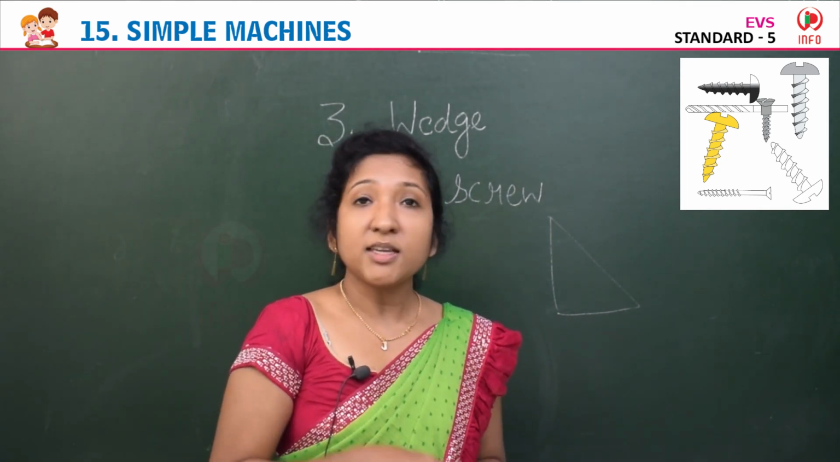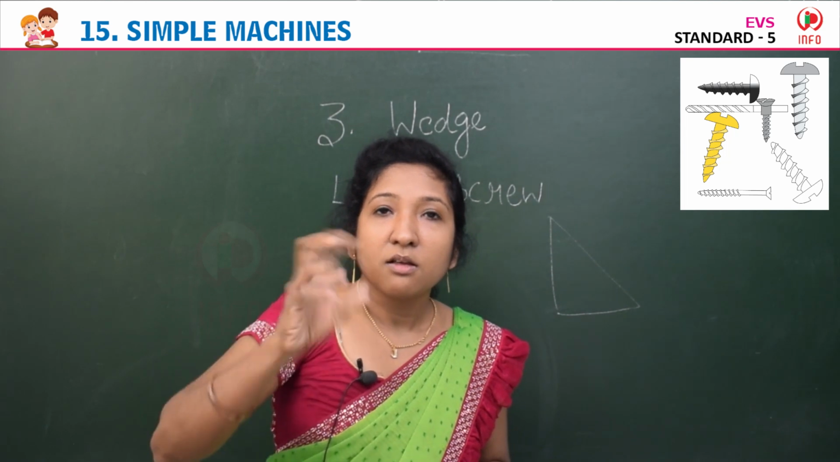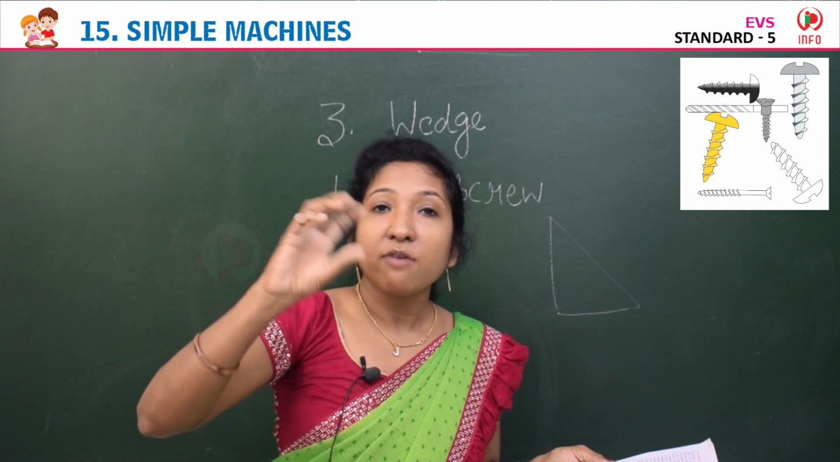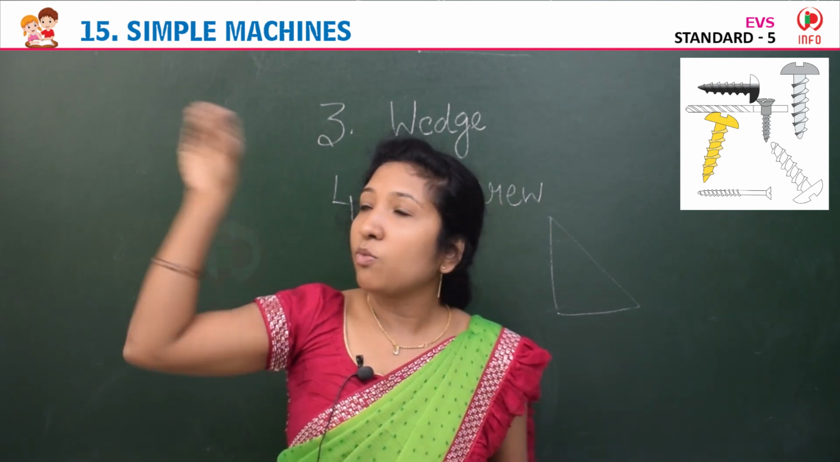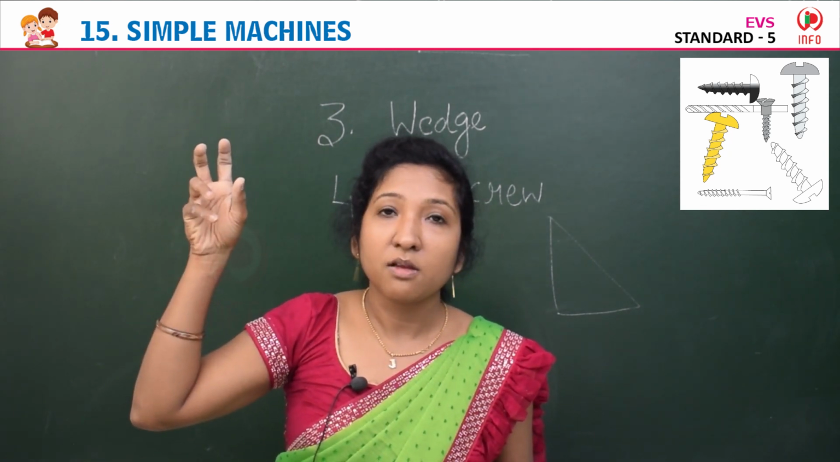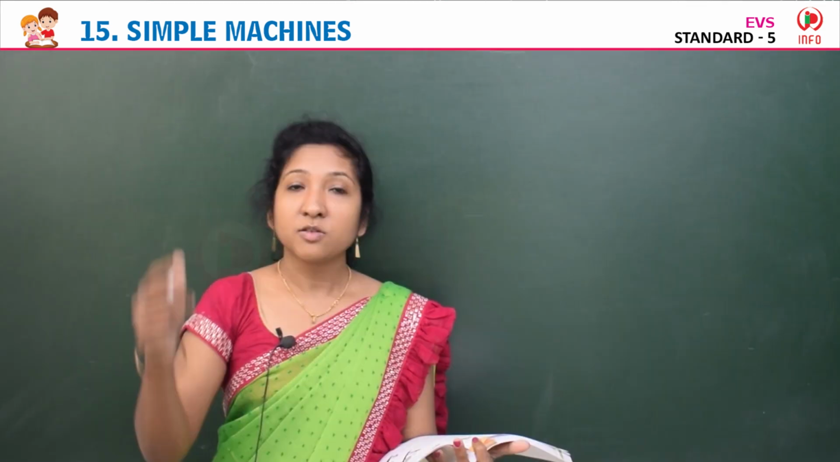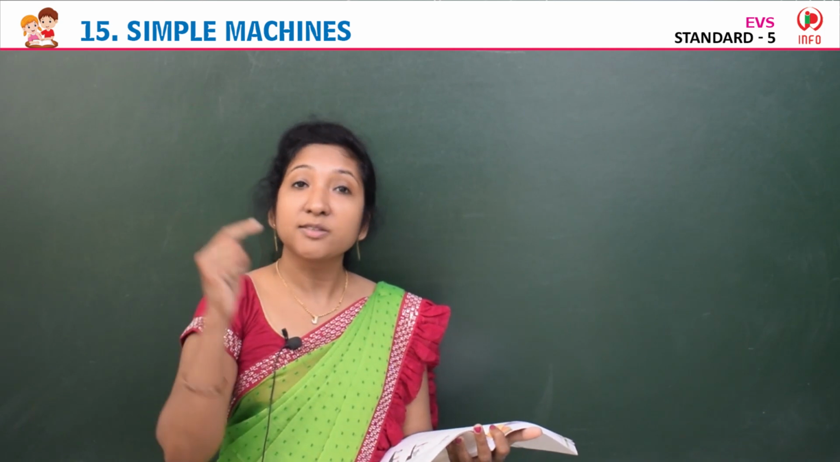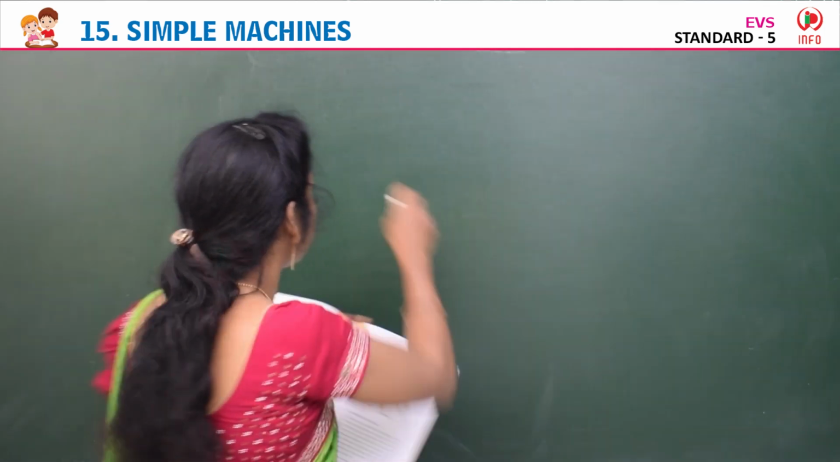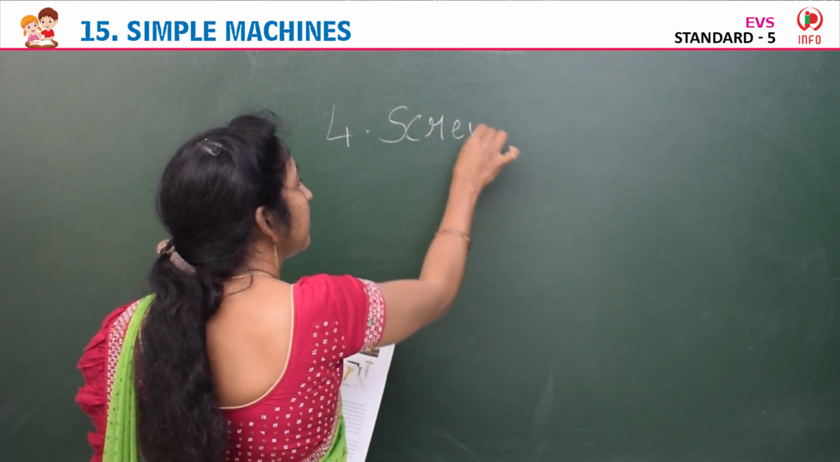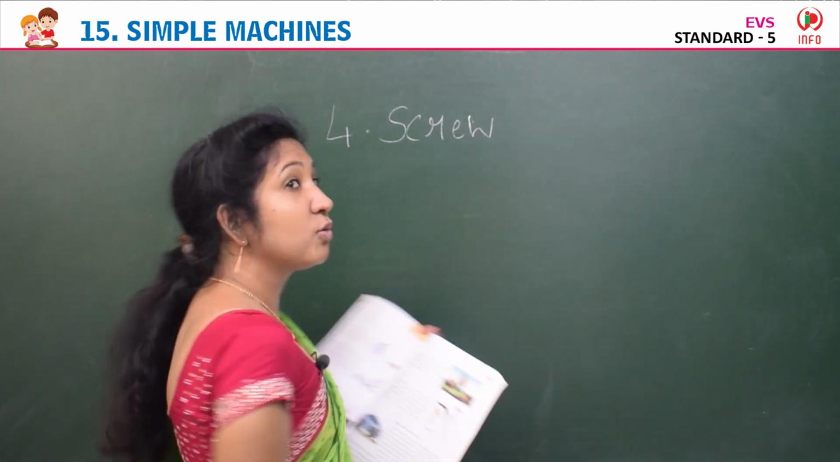We have seen different types of screws, isn't it? Screws, long, short, big ones. We use screws to get things into the wall, isn't it? So these are the types of simple machine. So just now we learned about screw, the fourth type of simple machine. Now we are going to learn about screw jack.